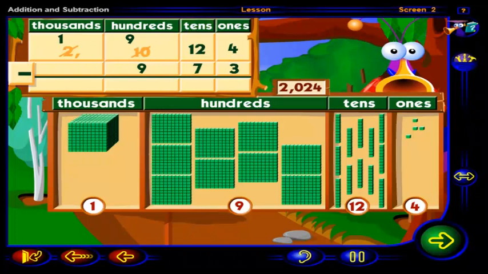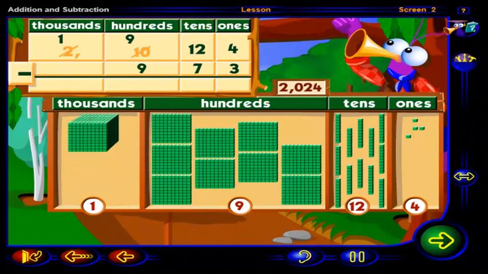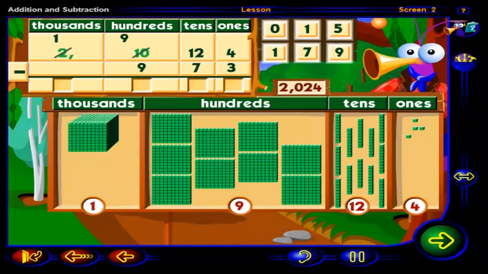Now we can subtract. Can you subtract to find the difference between these numbers? Drag a digit into each place, and when you're done, click OK.